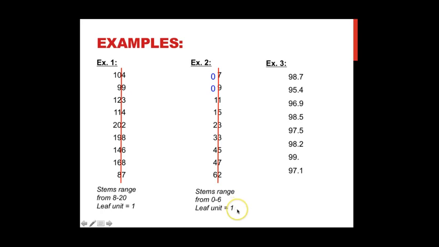In this last example, I'm going to show you a case where there are some decimal places. Notice my smallest place value in this data set is the first decimal place, so that first decimal place is going to act as my leaves. Down here it originally appeared that we did not have a leaf there. We did, we just had to input a 0. Now I can clearly see that my stems range from 95 to 99, and my leaf unit is 0.1 in this case because it's the first decimal place of my leaves.